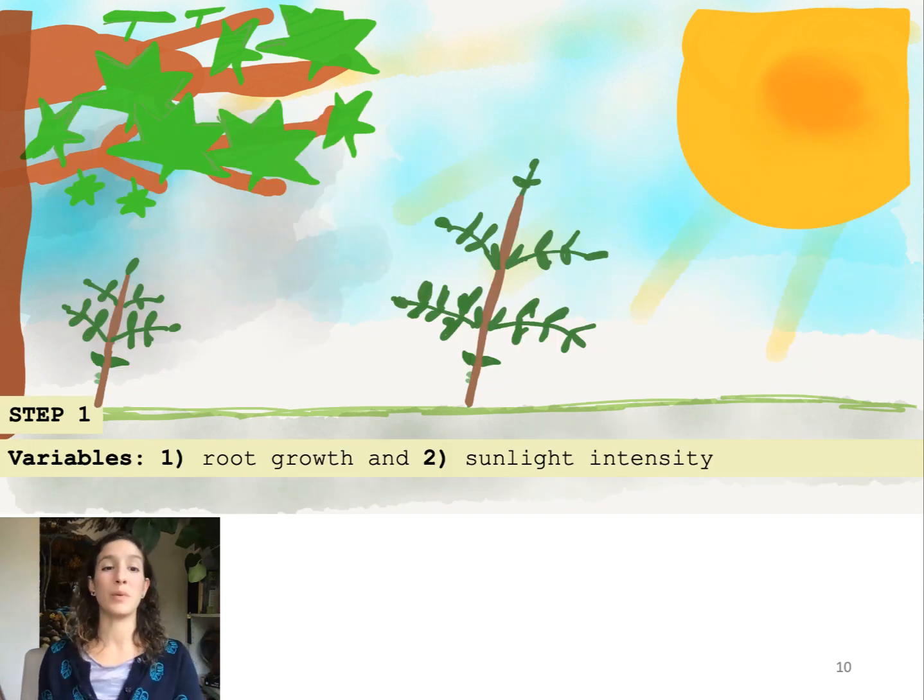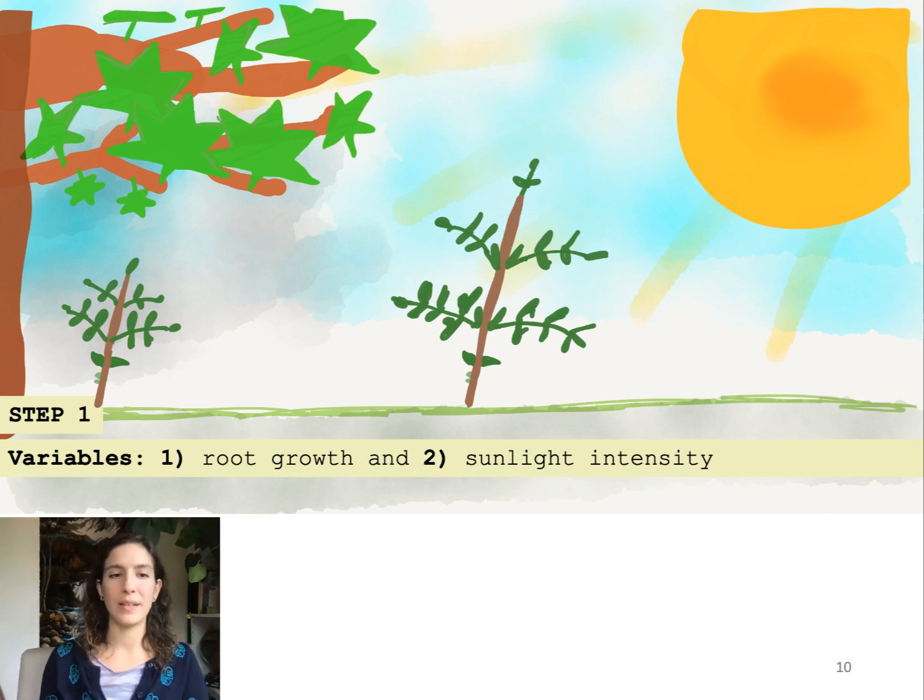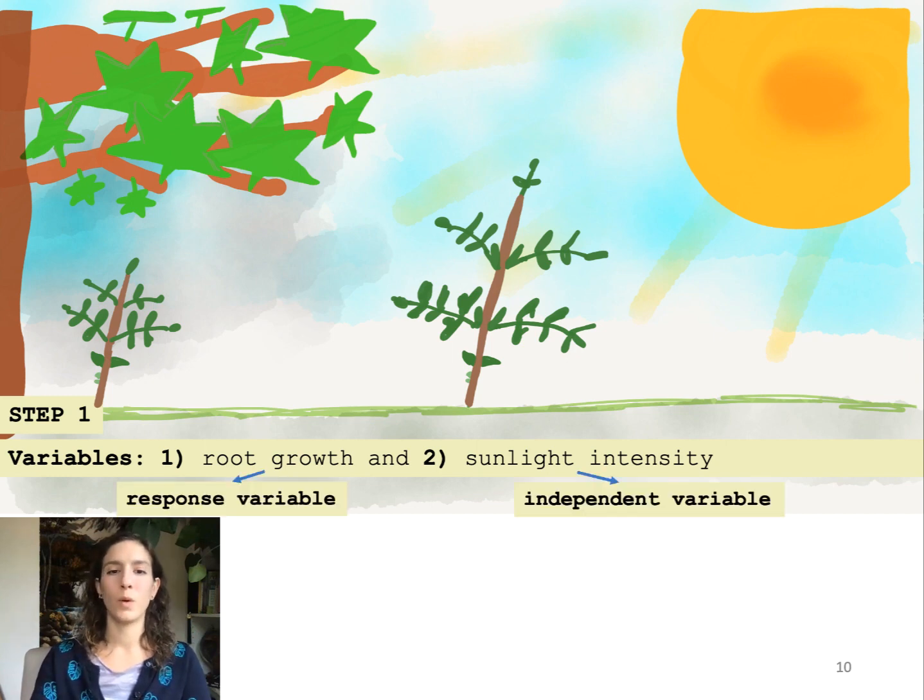I've got 2 variables here. I've got root growth, that's what I'm wondering about, and sunlight intensity. I'm wondering, is root growth dependent on sunlight intensity? Or I could be saying this is root growth dependent on shade intensity. And so root growth, I'm asking if it's dependent on something, and so it is the response variable, while sunlight is the independent variable here.